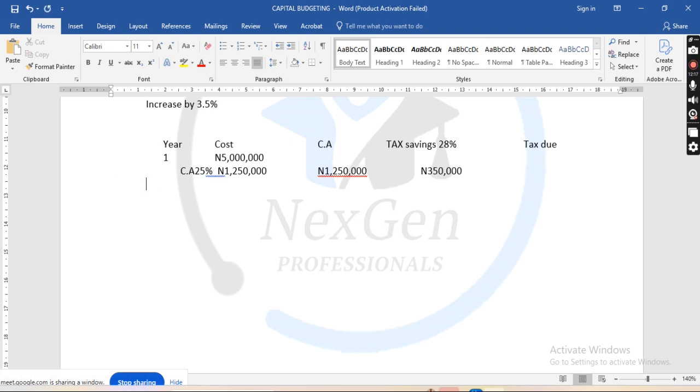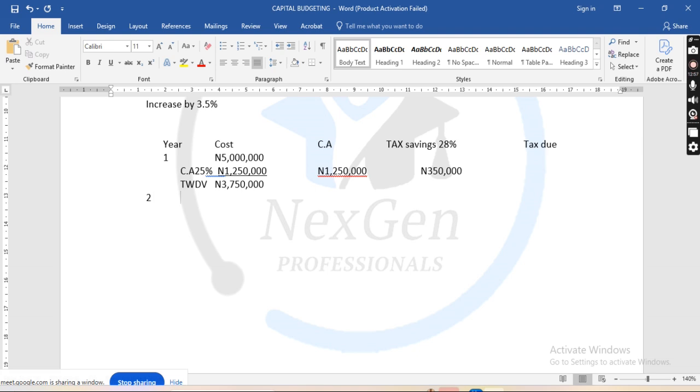Then we'll move on. Year 2, right? Now don't forget that this will be your tax written down value. Class, what is the difference? TWDV. What is the difference? So this will give us 3,750,000, right? 3,750,000. So we come down here and say year 2.